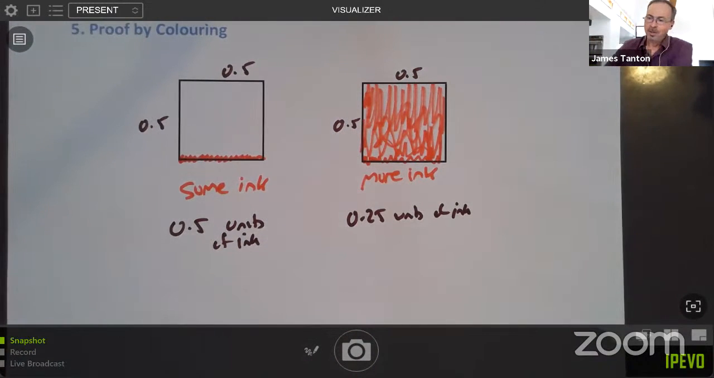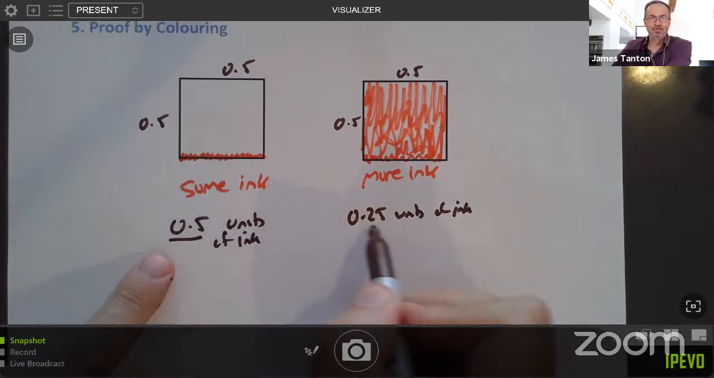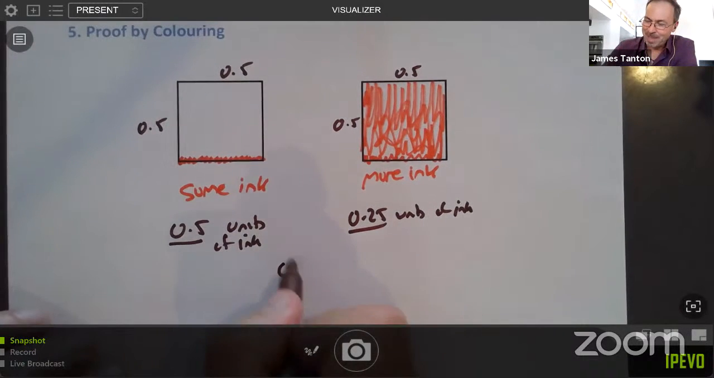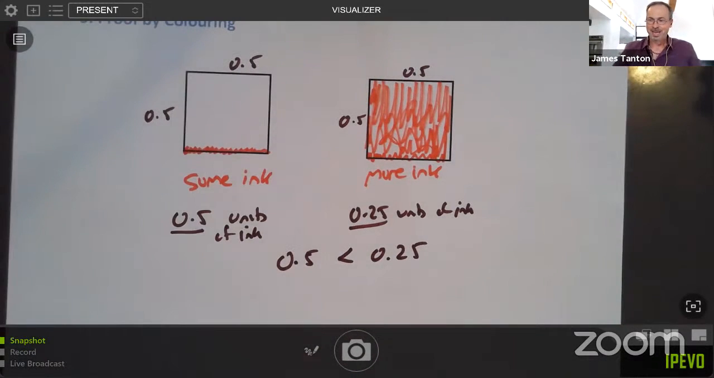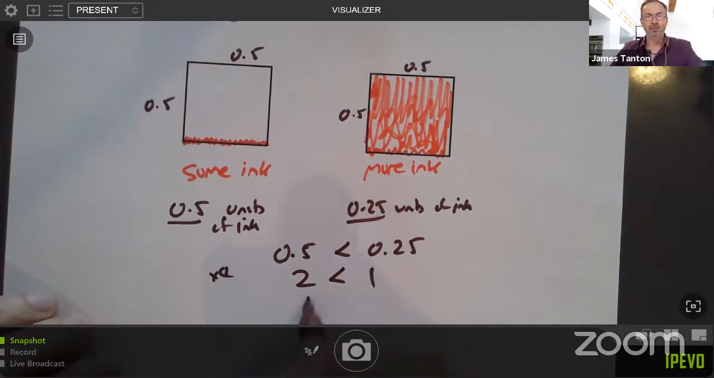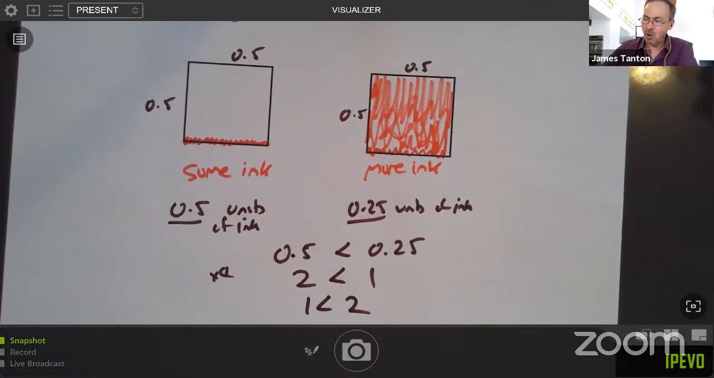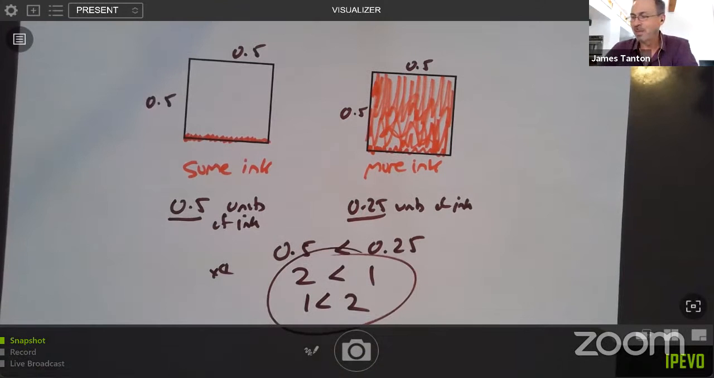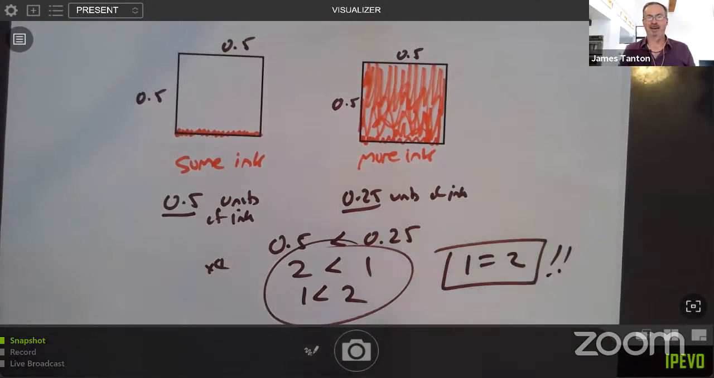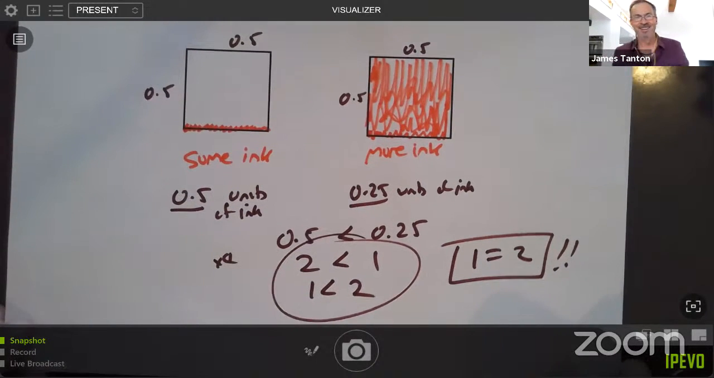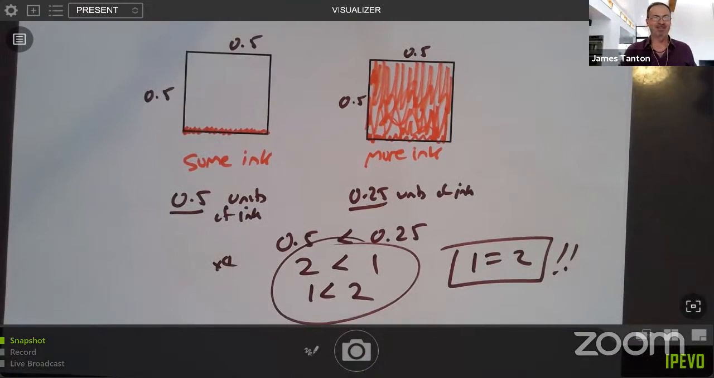Okay. This was some ink, and that's more ink. That must mean this amount is actually less than that amount. 0.5 is less than 0.25. Let me multiply everything by 4. 2 is less than 1. And everyone knows that 1 is less than 2. That's just common sense. So I guess the only way out of that predicament is that they must be the same number. 1 must equal 2. There's my proof that 1 equals 2 just by coloring. Pure coloring in. Now I feel satisfied. Now I think we've got it. Proof number 5 has done it. What do you think of that one?